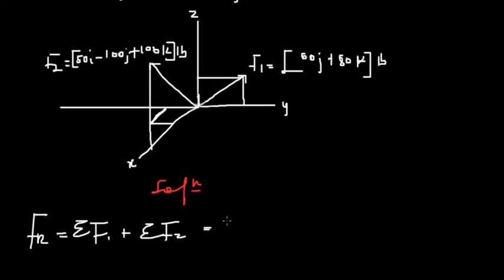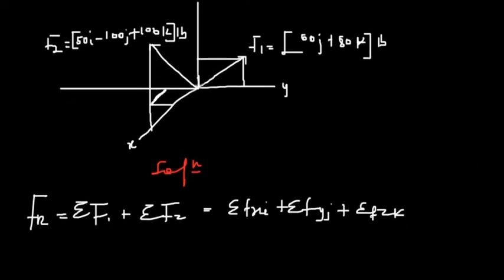We will be summing along the X, Y, and Z. Keep that in mind. Now let's do the simple addition. This is just simple addition. So we have 50i minus 100j. Note that we will be doing something like algebra.